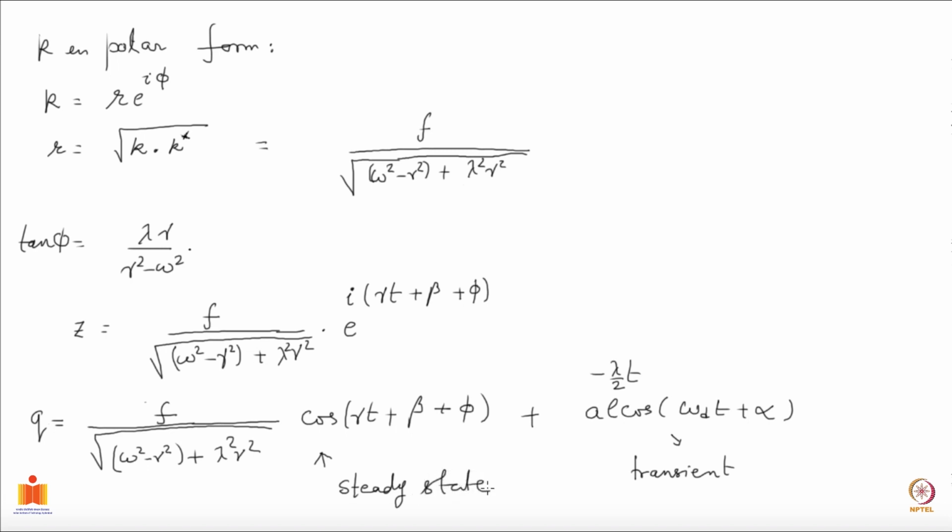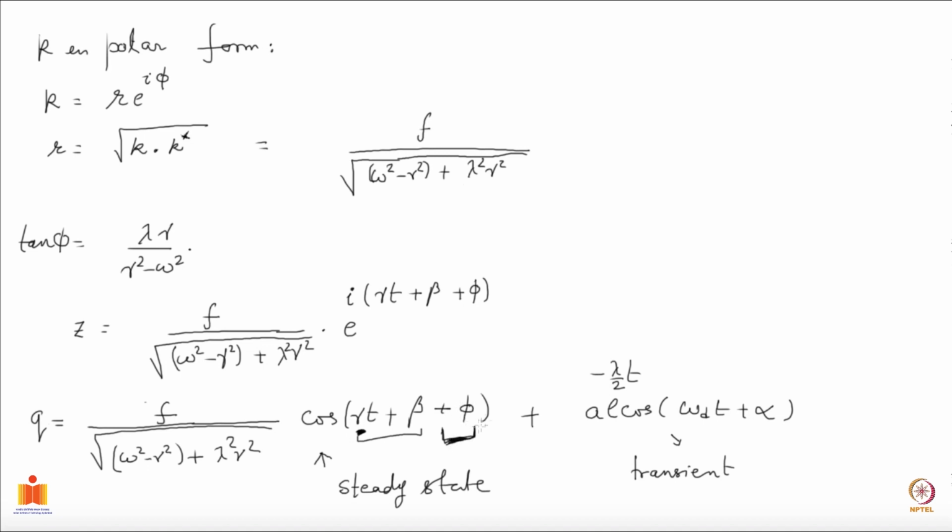So you see the oscillator after a while is just oscillating with the frequency of the external agent, gamma, right? It's not the omega which determines the frequency, it's the gamma which determines the frequency. But also note that the oscillator is not oscillating as cos of gamma t plus beta, so it is not in phase with the external agency. There is an additional phase phi. It is out of phase.